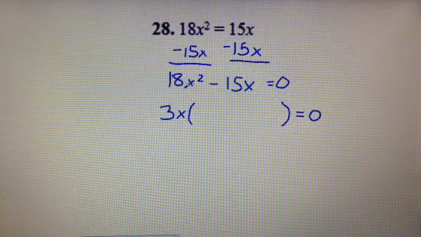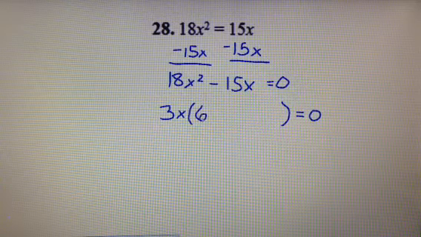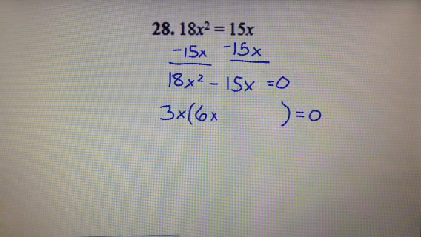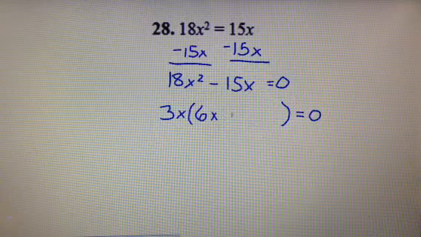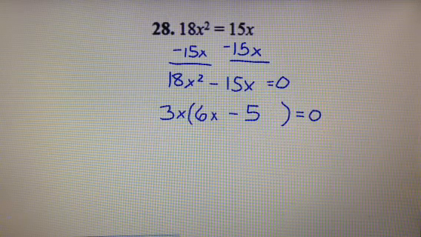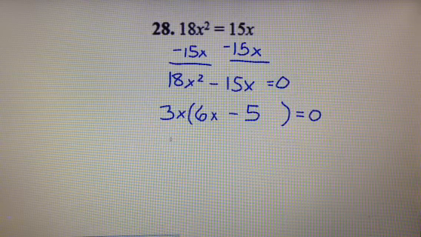So if we divide each term by 3x, 18x squared divided by 3x is 6x. Minus 15x divided by 3x gives us minus 5. We have a product, two things being multiplied together, that equals 0. So let's set each factor equal to 0.